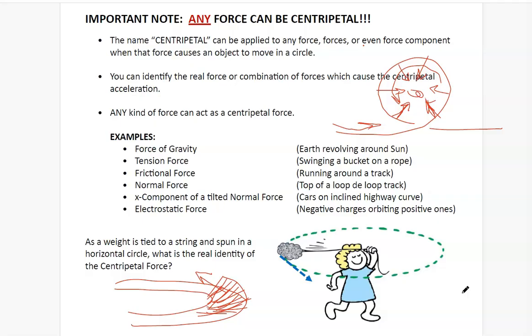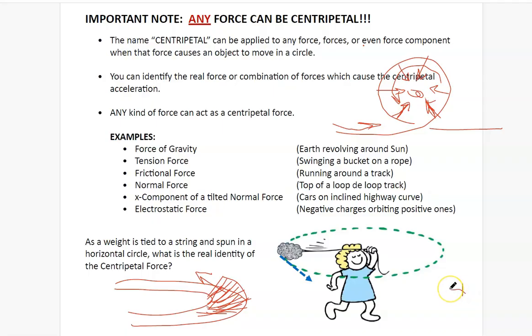And the last example here is similar to the force of gravity keeping the Earth revolving around the sun. You can also have electric charges orbiting other electric charges using electrostatic force. So you can imagine a negative charge orbiting a positive charge with an attractive force between them. And as the negative charge is moving potentially in a straight line, it's being pulled towards the positive charge.